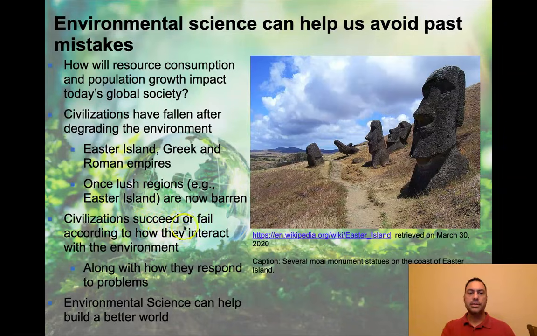So civilizations succeed or fail according to how they interact with the environment, along with how they respond to problems. So in this situation, they cut down all the trees, they weren't able to recover, and the civilization essentially collapsed. So environmental science can help build a better world. That's the hope. That's what we're hoping will happen going forward.